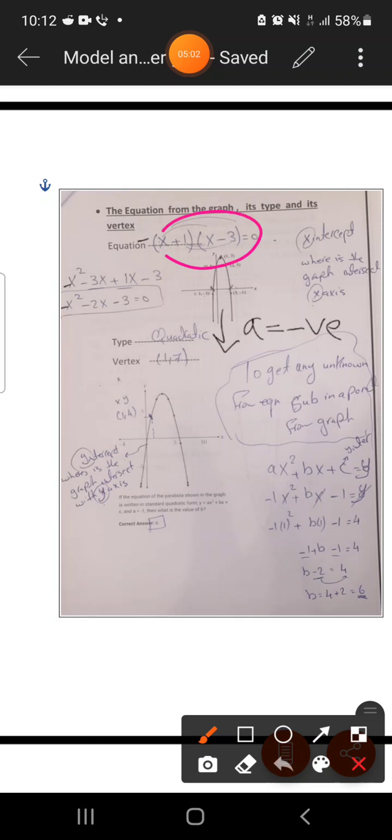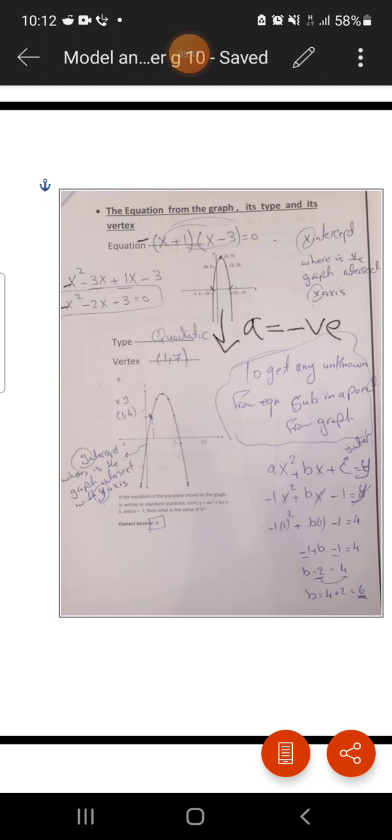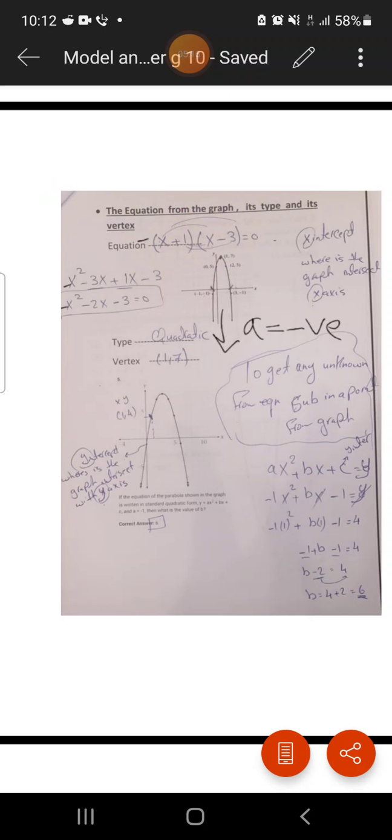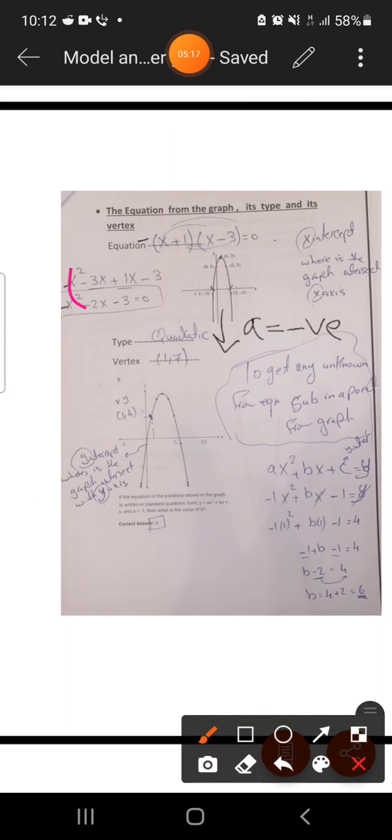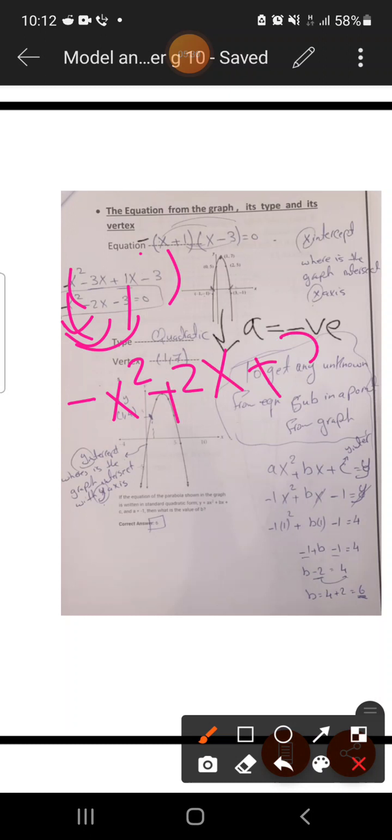Okay, x times x is x squared, x times negative 3 is negative 3x, 1 times x is x, 1 times negative 3 is negative 3. Then don't forget to put the negative here. You can expand the negative here and here and here to get negative x squared plus 2x plus 3, if you want to expand.